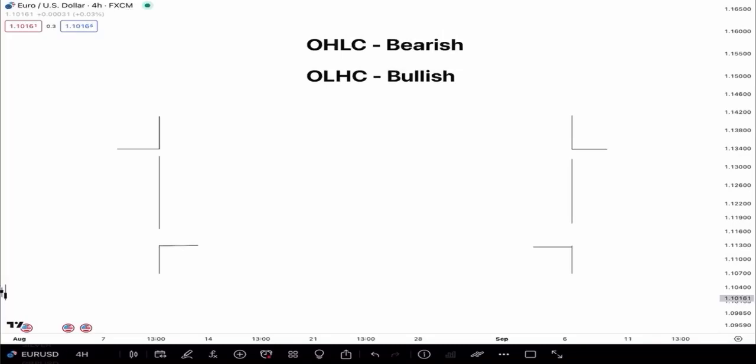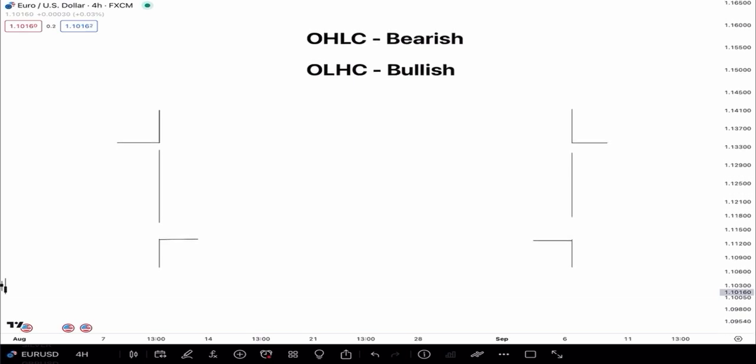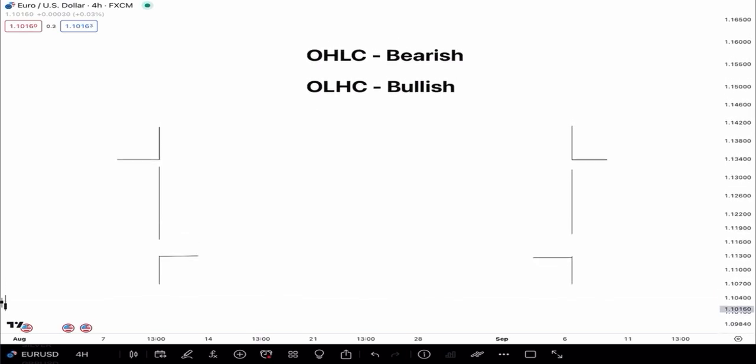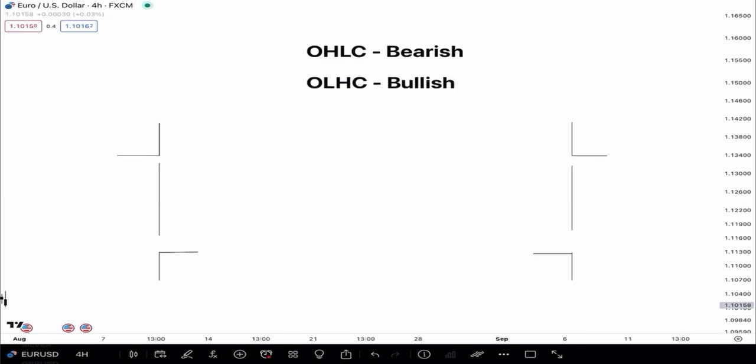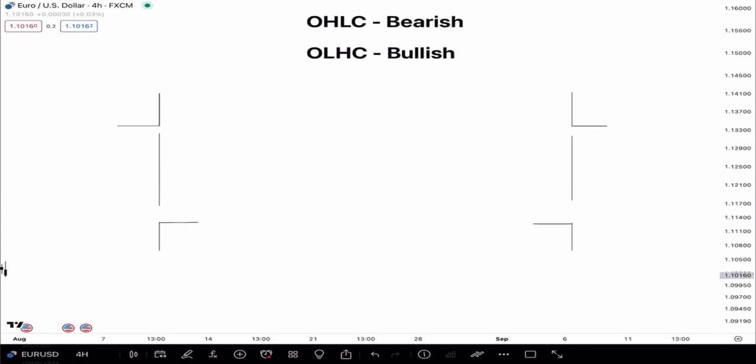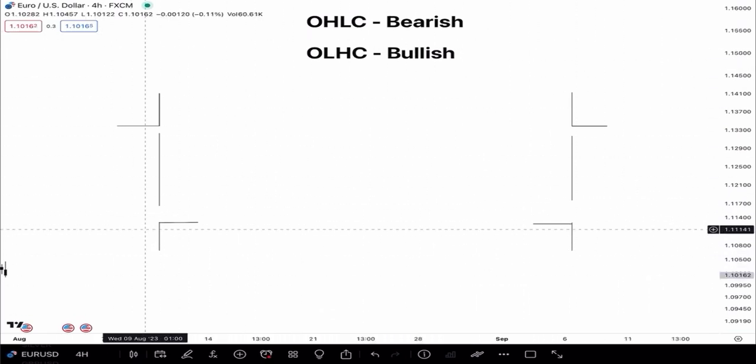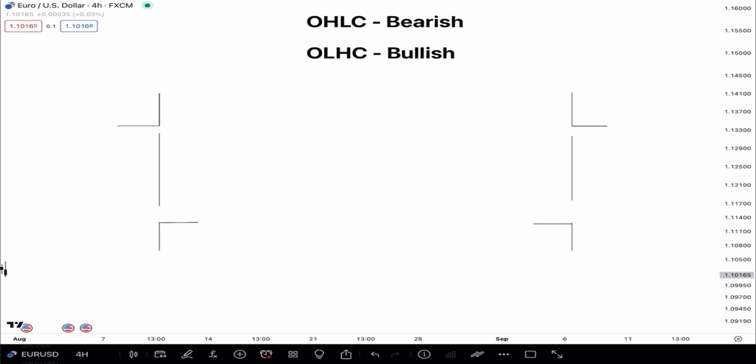Close. Now, this is the basic anatomy of the candlesticks. This is how candlesticks are formed. This is not new information. Everyone knows this. What matters is, how do you use this?